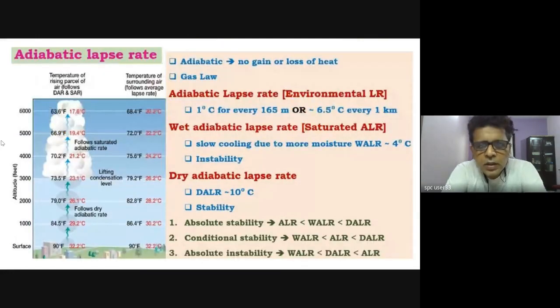The adiabatic lapse rate is basically no gain or no loss of heat. And in this whole process, there are various terms. Okay, you'll see that the normal lapse rate, or the adiabatic lapse rate, is 6.5 degrees centigrade per kilometer. That means with a height of every 1 kilometer, there is going to be a fall of 6.5 degrees centigrade.